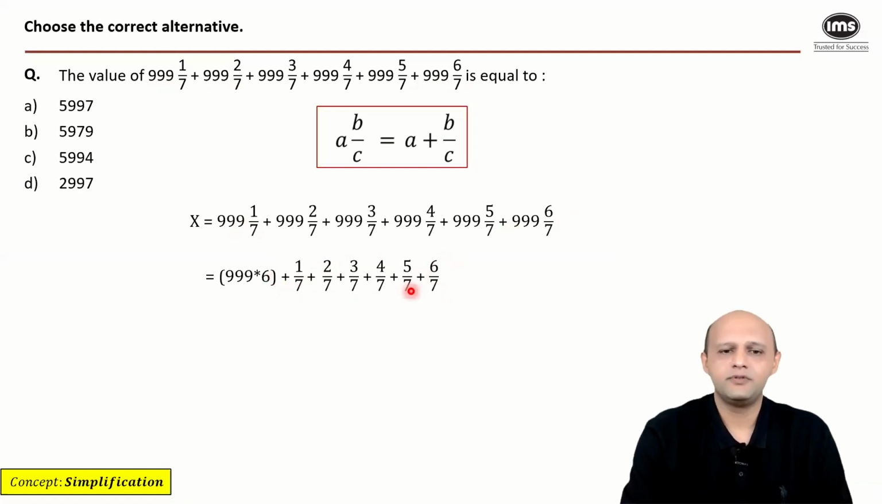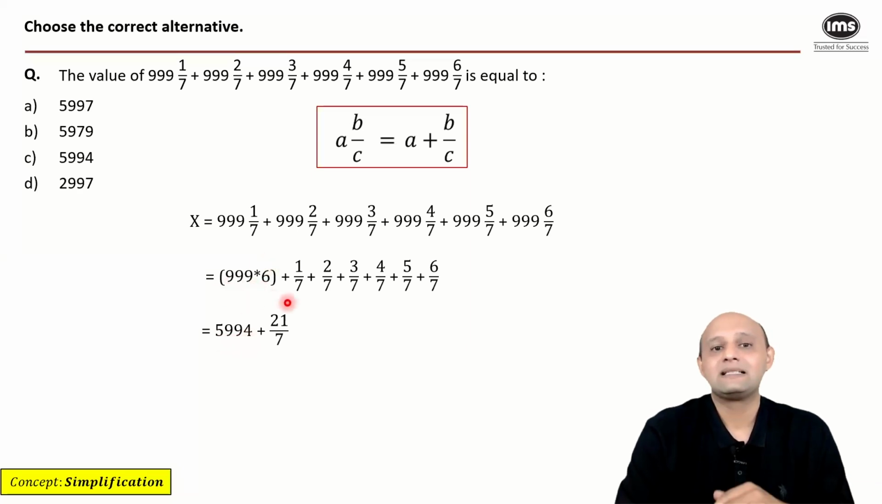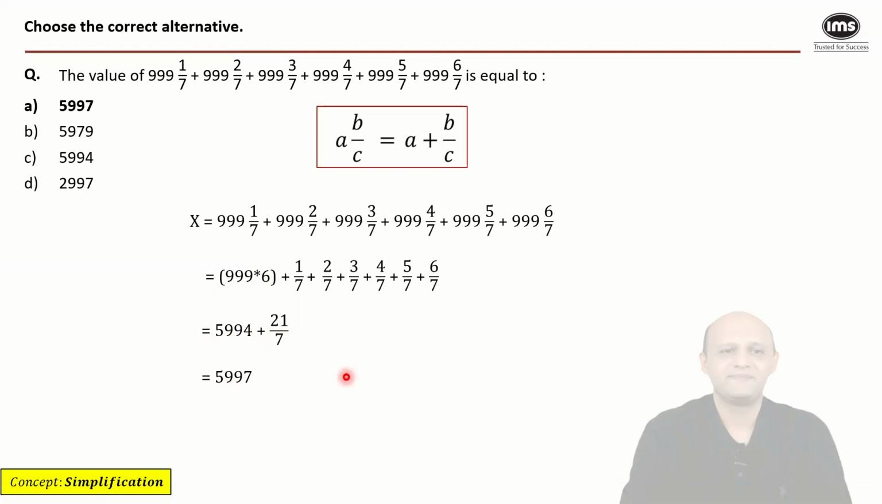What do all these add up to give you? They'll add up to give you 21 by 7. What is 999 into 6? It would be 5,994. You multiply this with 6, or just subtract 6 from 6,000, which is 1,000 minus 1 into 6. Either way, you'll end up at 5,994. How much is 21 by 7? This is 3, and therefore the answer is 5,997. A very easy question and should have been attempted.